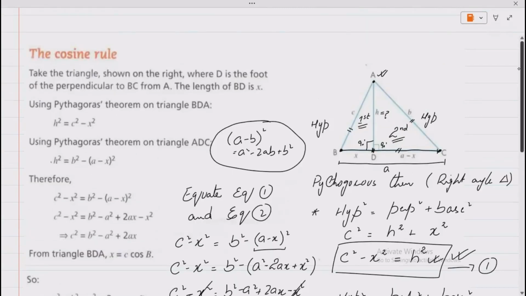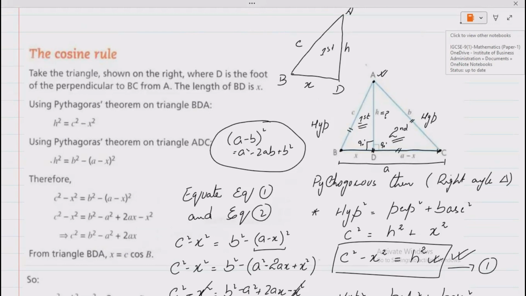Let's make this triangle separately, right? So I'm making this first triangle separately. This is a, this is b, this is t, and this is our x, this is our c, this is our h. Okay, now we use our trigonometric formula, which is cos theta.